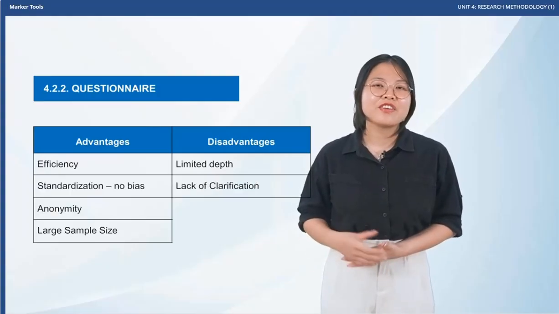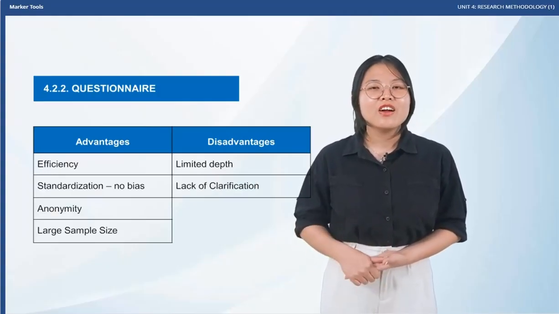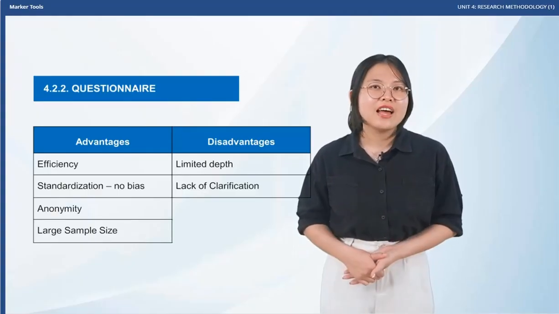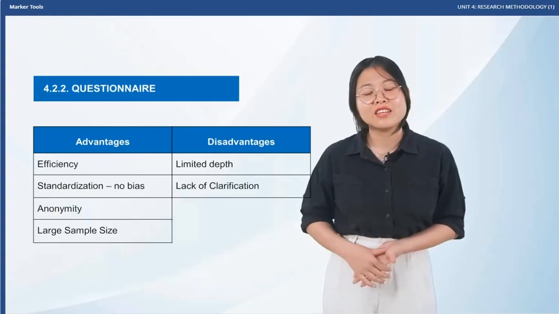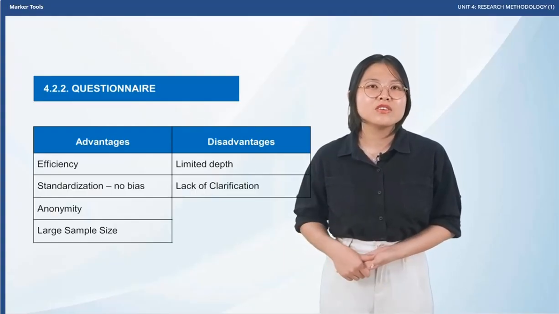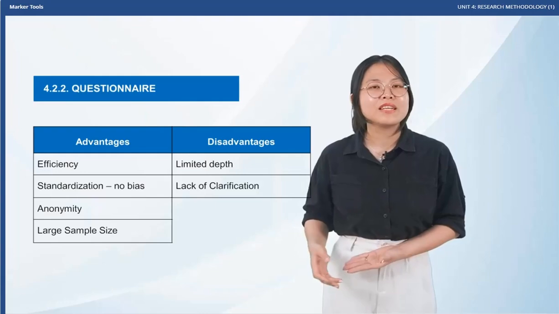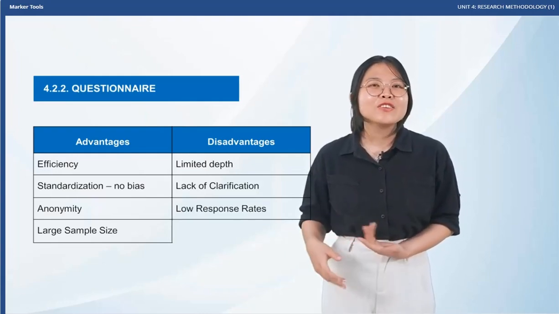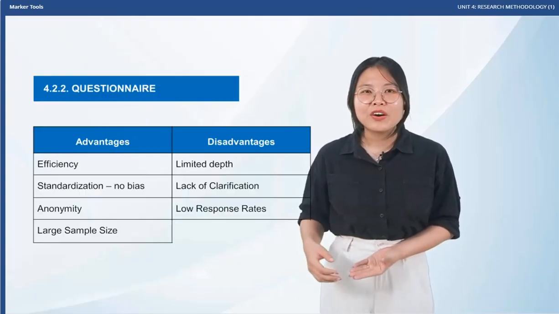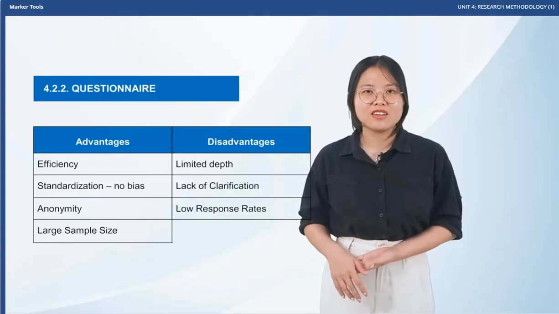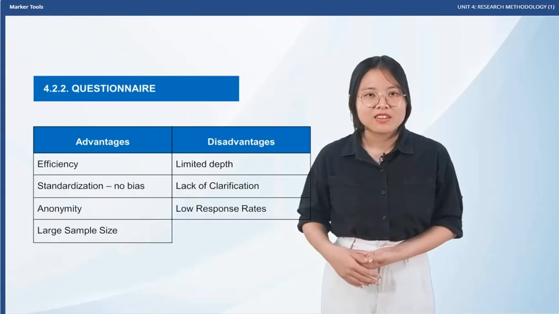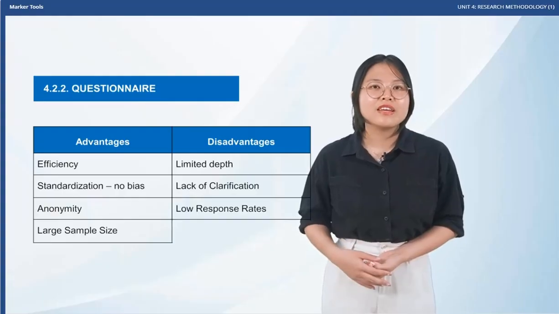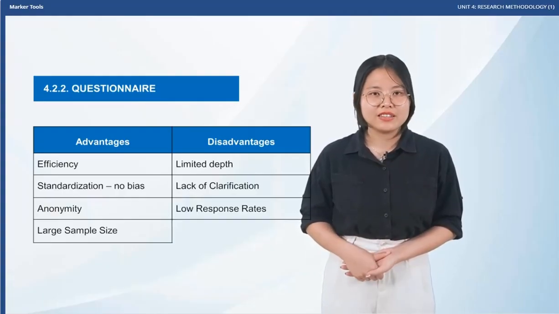Second, lack of clarification. In questionnaires, respondents cannot seek clarification on unclear questions as they can in the interview. They cannot ask the interviewer, so it can lead to misinterpretations or incomplete responses. Next one is low response rate. Actually, many people may ignore or refuse to complete questionnaires, resulting in a low response rate, which can introduce sampling bias or reduce the generalizability of the findings.